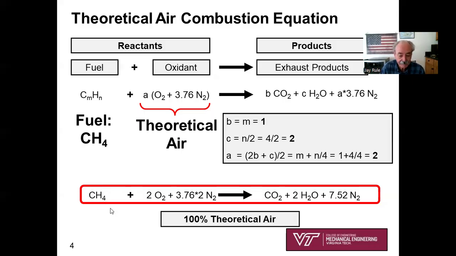CH4 plus 2 oxygens plus 3.76 times 2, or in other words, 7.52 nitrogens, and that results in 1 CO2, 2 H2Os, and 7.52 nitrogens. So I've labeled that 100% theoretical air. And in my work, it probably pays to circle and label it 100% theoretical air or 0% excess air, whichever you prefer.